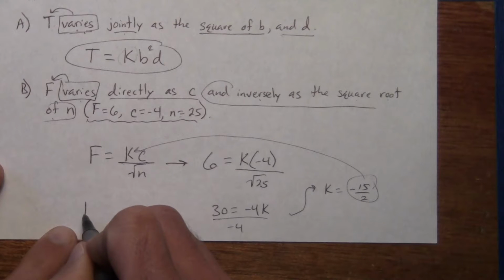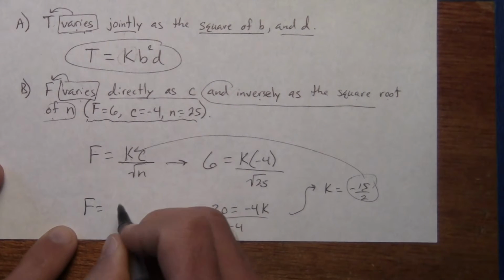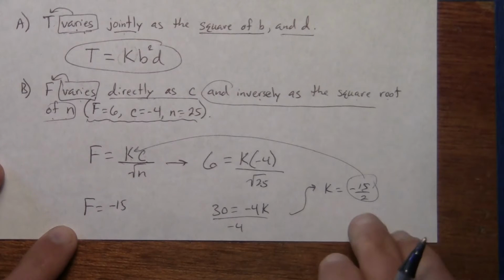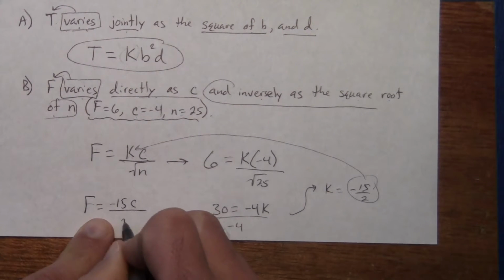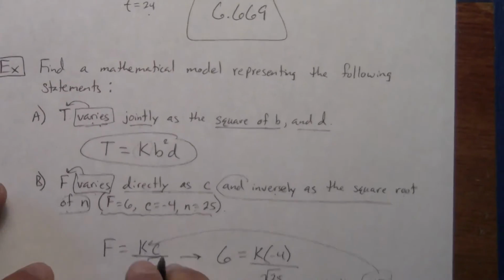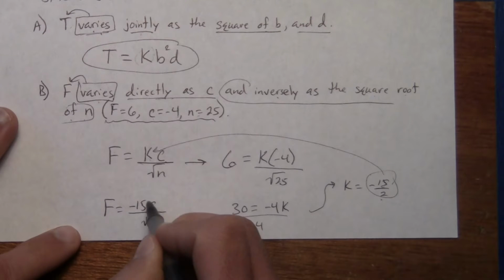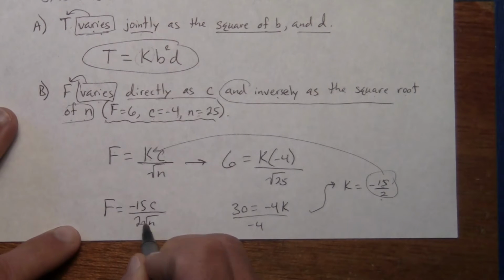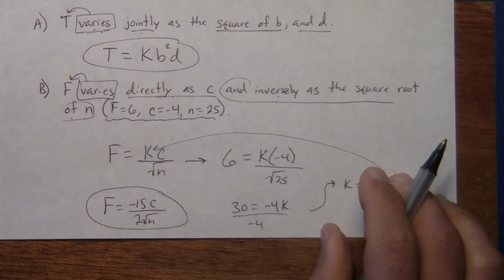Now, since it's a fraction, I don't want to have a complex fraction for an answer. The negative 15 is actually in the numerator. If it was just negative 15, this would be my answer. But because it's negative 15 over 2, I don't want to write negative 15 over 2 in this spot. The 2 is actually down here. And there's your final answer. Very similar to letter A, it's just you have an extra step to figure out what the k value is.